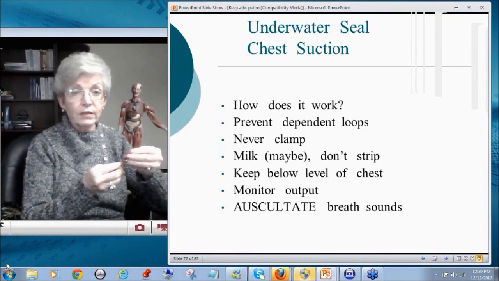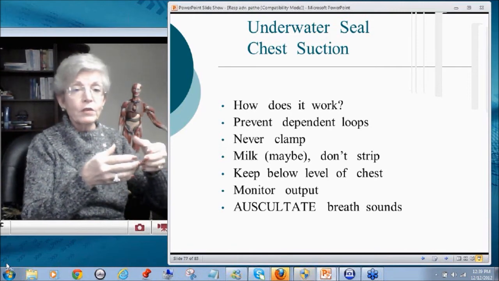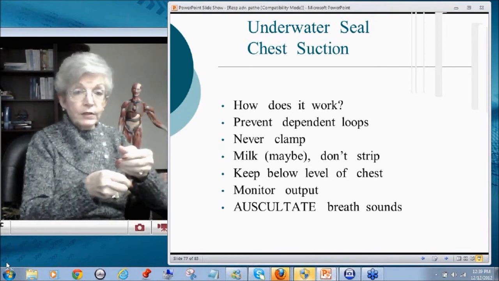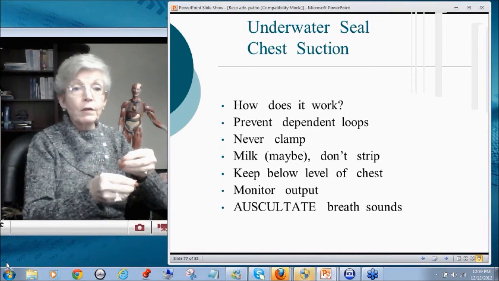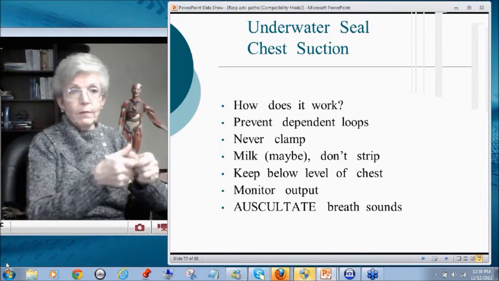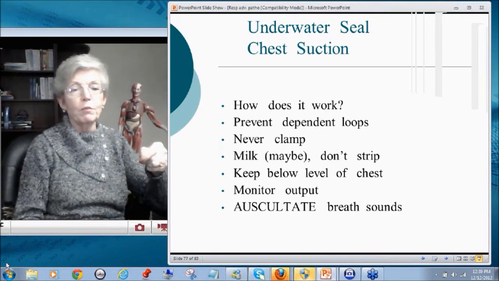If I would see some fibrin threads and some deposit in there, and I'm worried that it's going to clot off, I might milk the tube, which is just gently compressing, like milking a cow. I would just gently compress it to break up those fibrin clots, but I would never strip it, which is exerting major negative pressure.